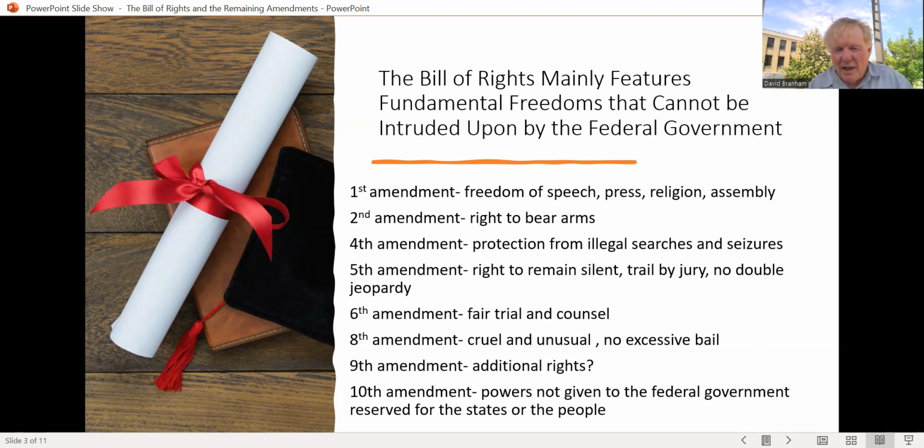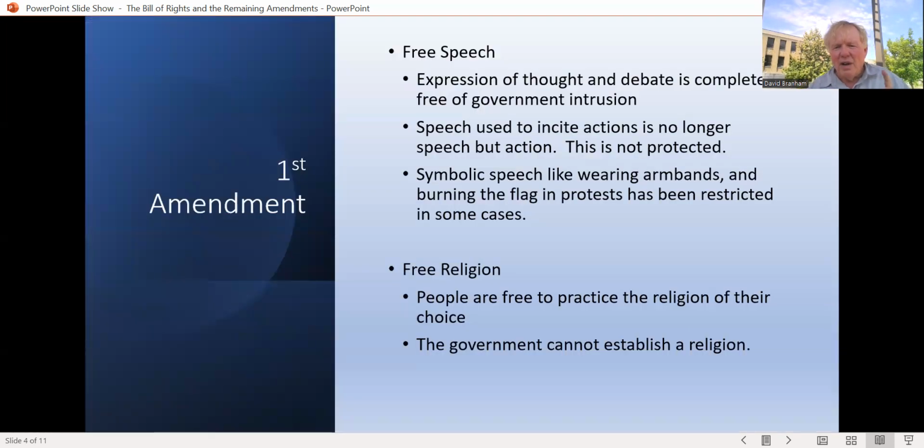The 10th Amendment says powers not given to the federal government are reserved for the states and the people. And so a lot of people who are pro-state government look at this amendment and feel like the federal government should restrict itself much more than what it does. And this has been a controversy all through our nation's history. So we'll go over a little bit more on the 10th Amendment to kind of hash out how that has come about. So, freedom of speech.